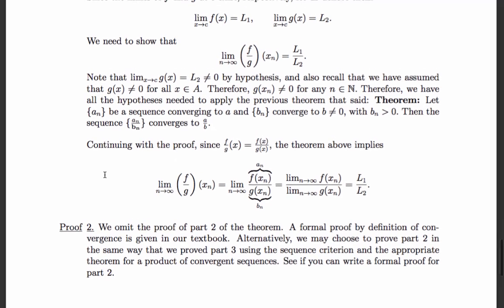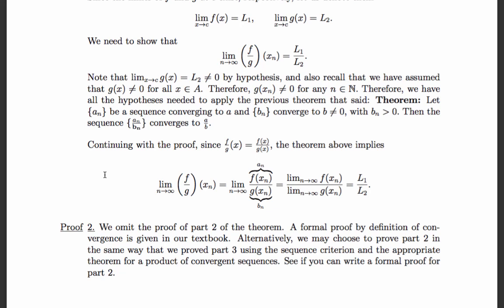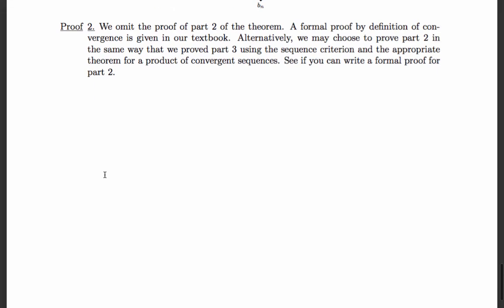Now, for result 2, we omit it here, but again, I'm confident that you can read the proof in the book with understanding. And of course, you could also, just like for the quotient result, transform that into a sequence product using the theorem that connects functions and sequences and get the proof that way. That's all for today.